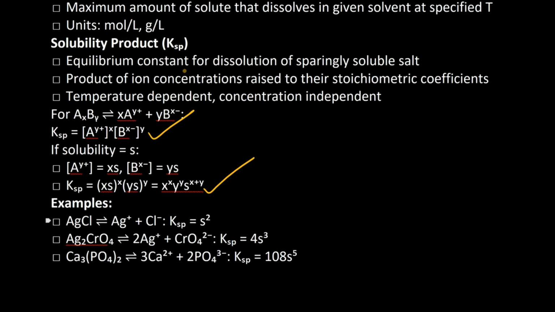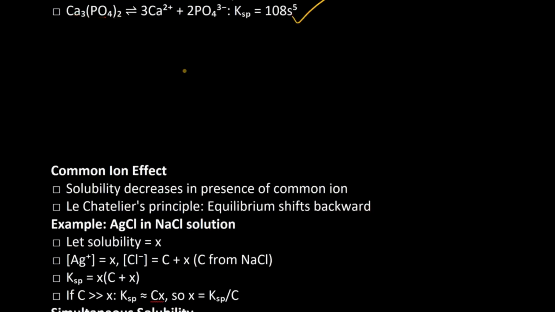Okay, so for AgCl, Ag plus and Cl minus, both are monovalent, right? So the Ksp becomes S square. And here you see 2:1 ratio, then 4S cube, and 3:2 ratio, 108 S to the power 5. By doing more problems, these numbers will automatically go to your mind.